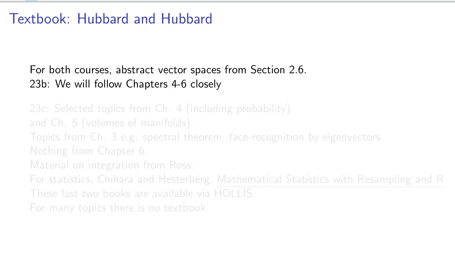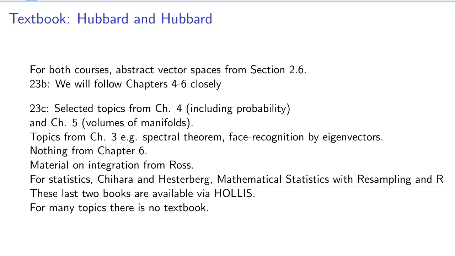Both courses will use the Hubbard & Hubbard textbook, which you will already own if you took 23A. For 23B, we will follow chapters 4 through 6 very closely. In 23C, we'll do selected topics from chapter 4, where the Hubbards introduce probability, and from chapter 5 on volumes of manifolds. And we will also cover some topics that there wasn't room for in chapter 3, notably the spectral theorem and the use of eigenvectors for face recognition. These are important for data analysis, and it seems a shame to have left them out at all. However, we will do absolutely nothing from chapter 6 in Hubbard.